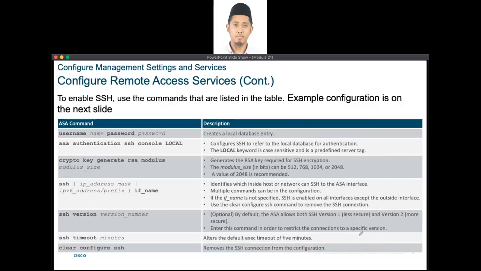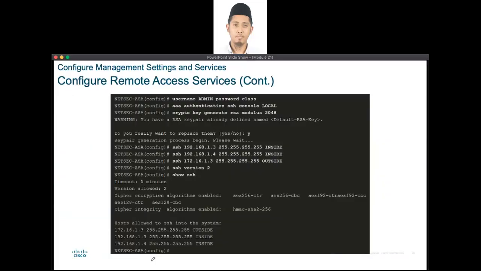Configure remote access services. To enable SSH, use the commands that are listed in the table below. Example configuration is on the next slide. Okay, here are all those commands that are used to enable SSH, all together. Okay. So this is an example of the commands that we are going to use later.